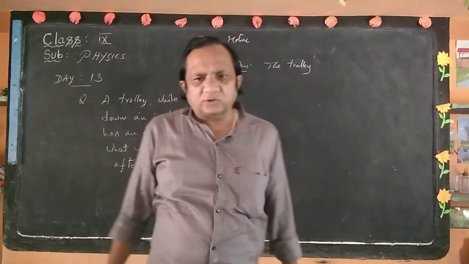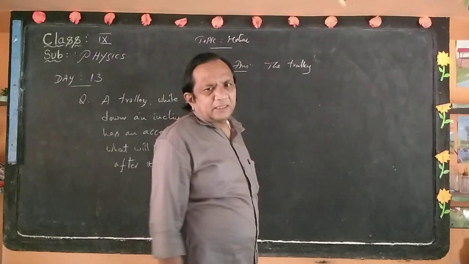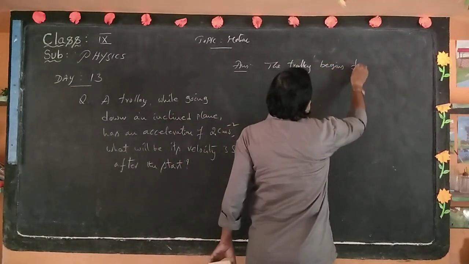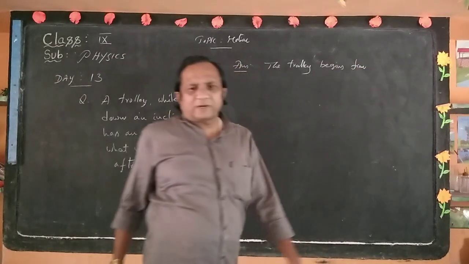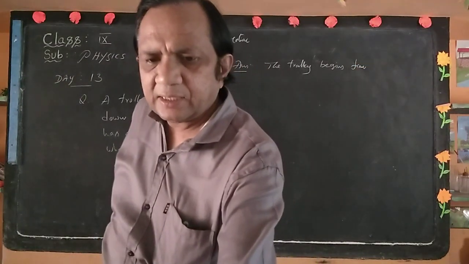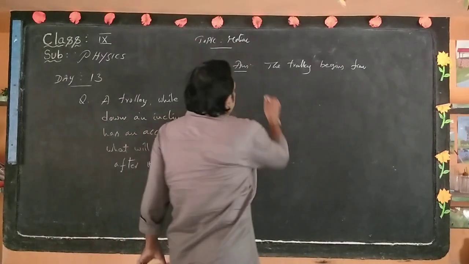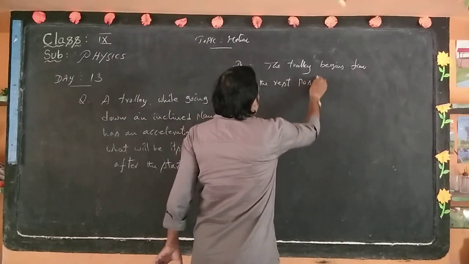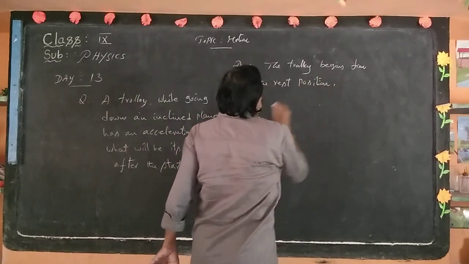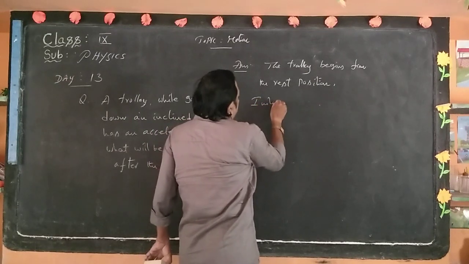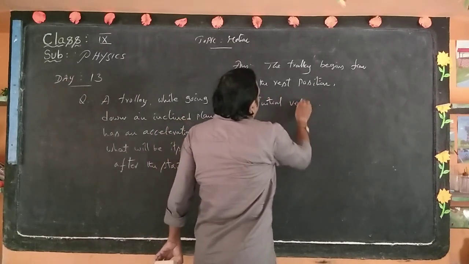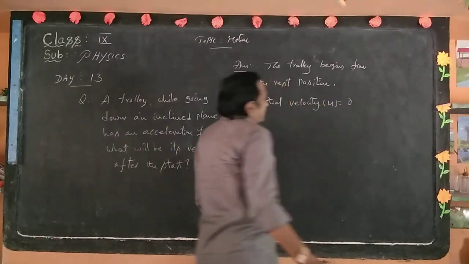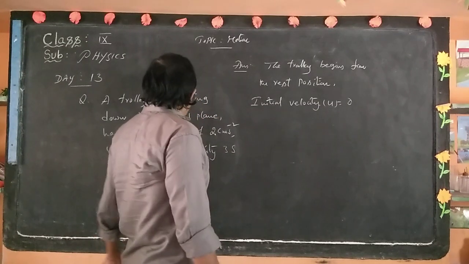The trolley begins from the rest position. So the initial velocity u is equal to zero.